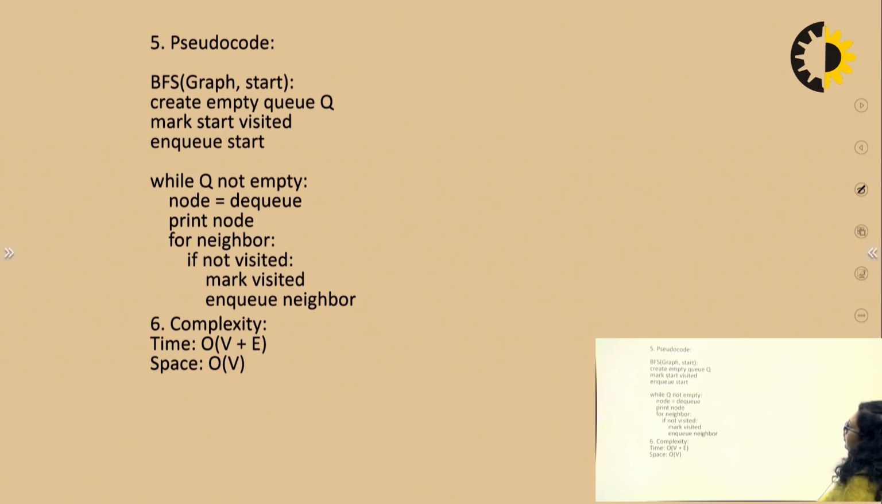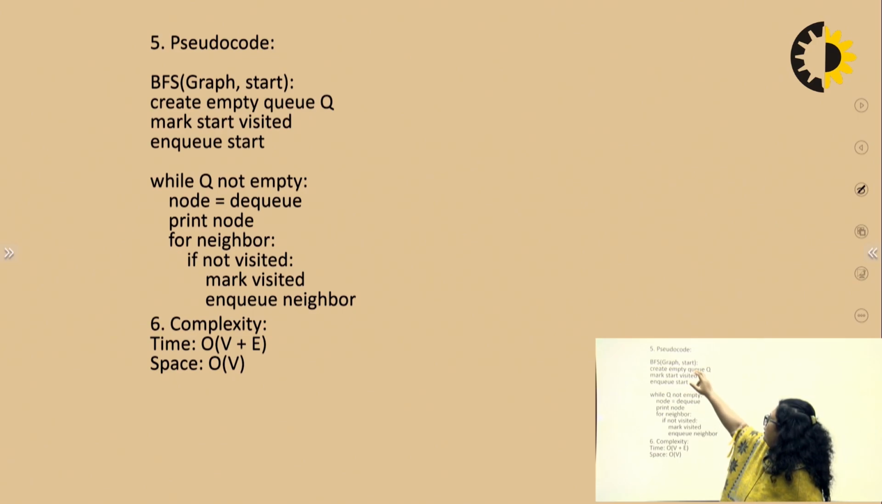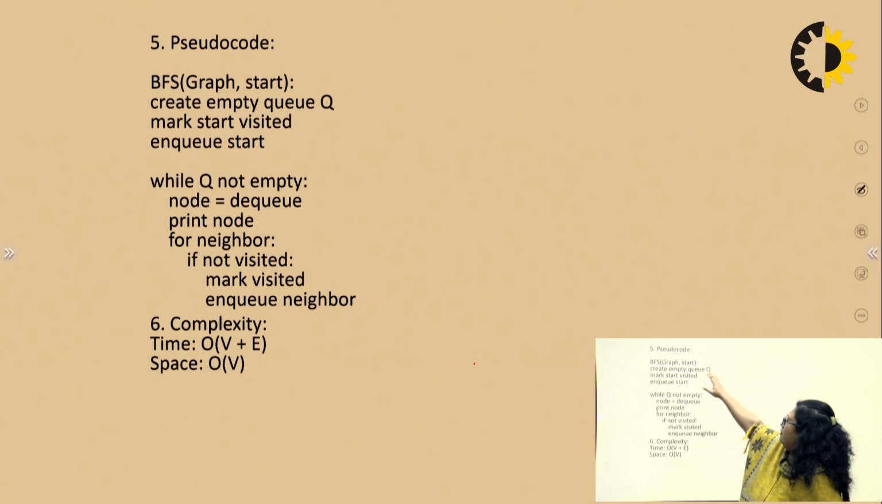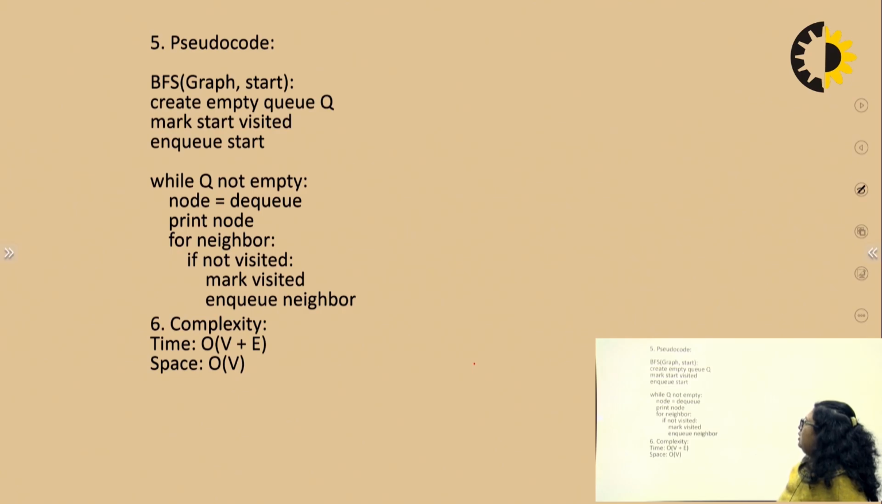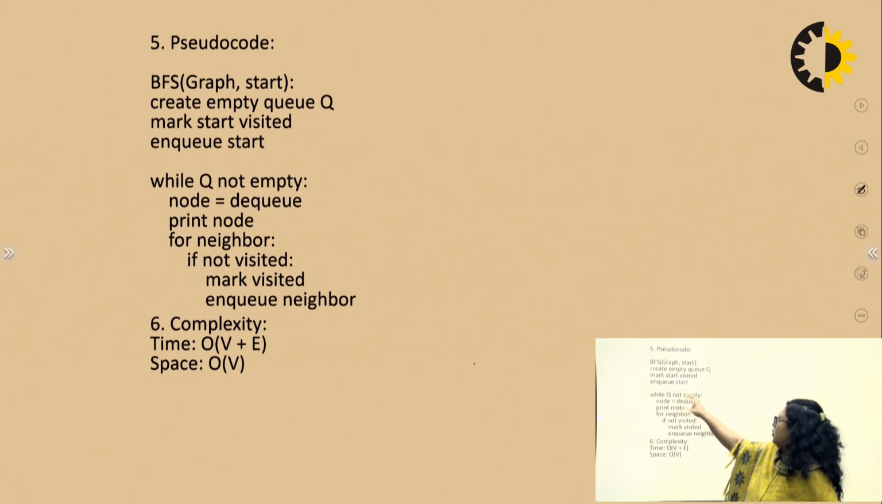So this is the pseudocode for BFS. We create an empty queue, mark the start node as visited, and enqueue it. Then we look if the queue is empty or not. If the queue is not empty, we dequeue a node, then print the node, then we go through its neighbors. If a neighbor is not visited, then we mark it as visited and add it to the queue.